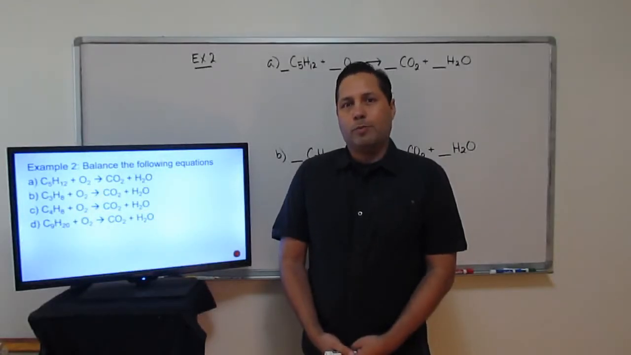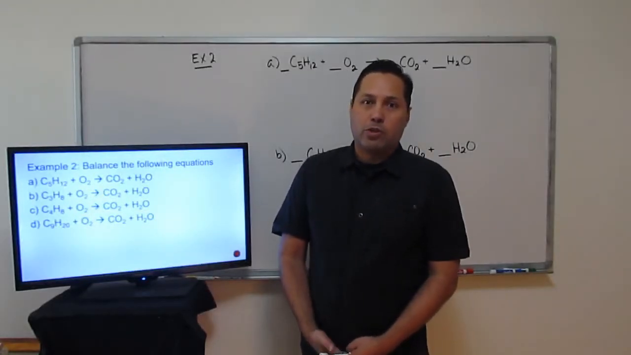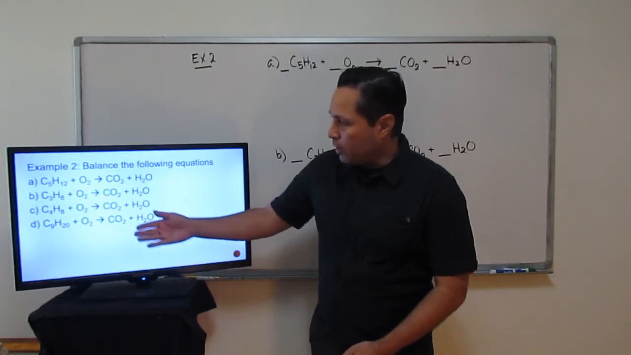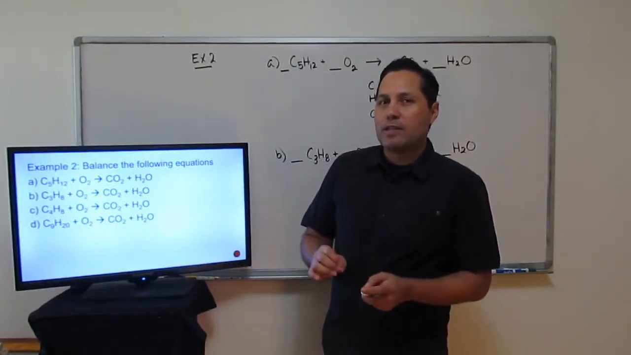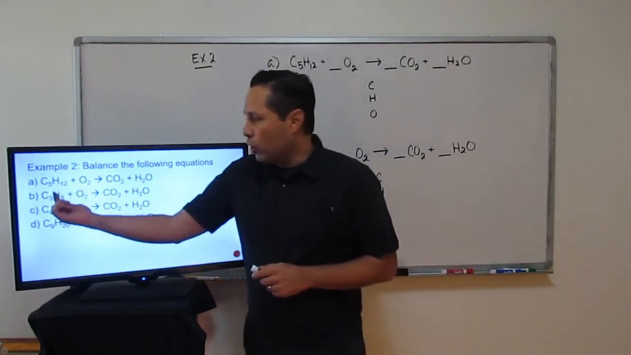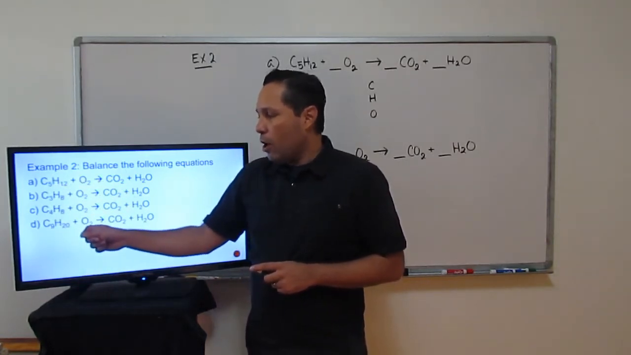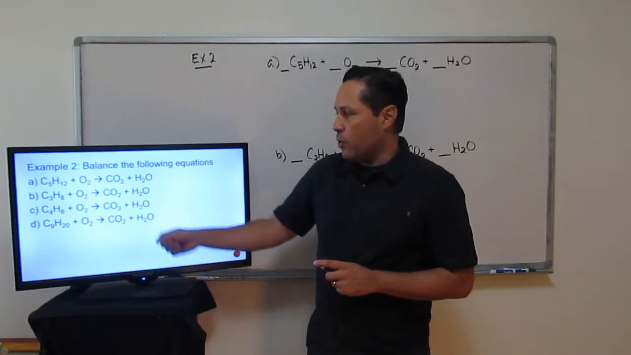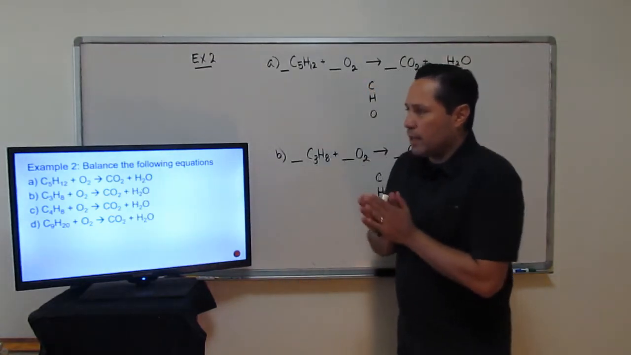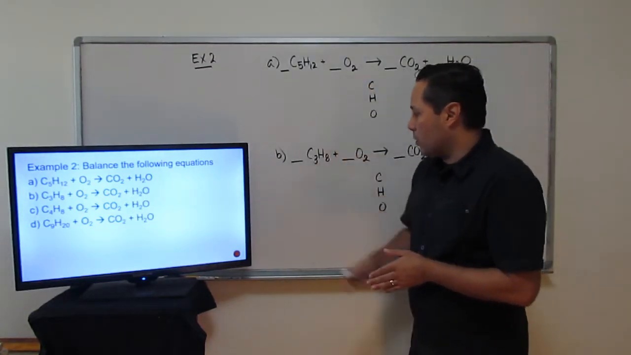In example 2, we'll be looking at combustion reactions. And combustion reactions, you see them right here, they all have the same reactants and the same products, where you have a hydrocarbon at the beginning. Now the subscripts do change for it, and it reacts with oxygen, and it produces carbon dioxide and water. So let's go ahead and get started with letter A, and then we'll take care of letter B.